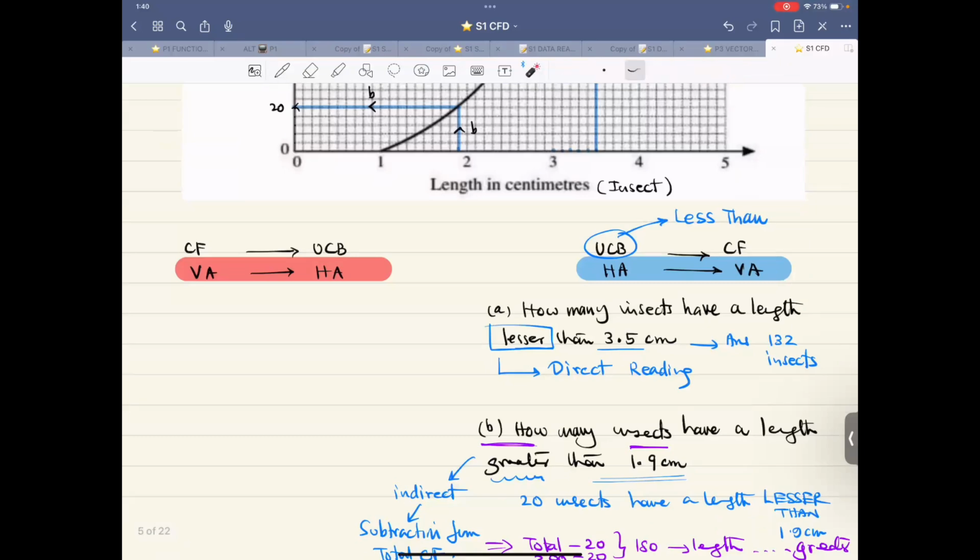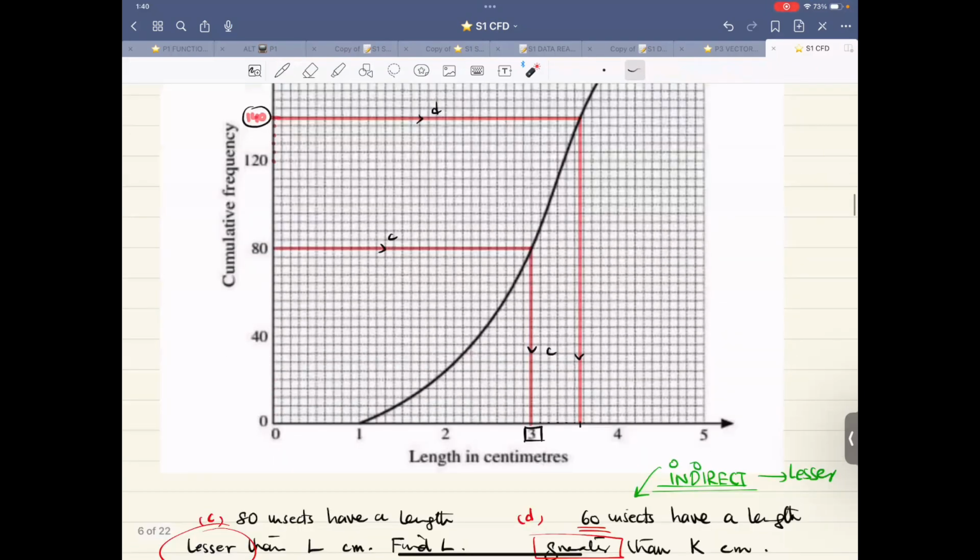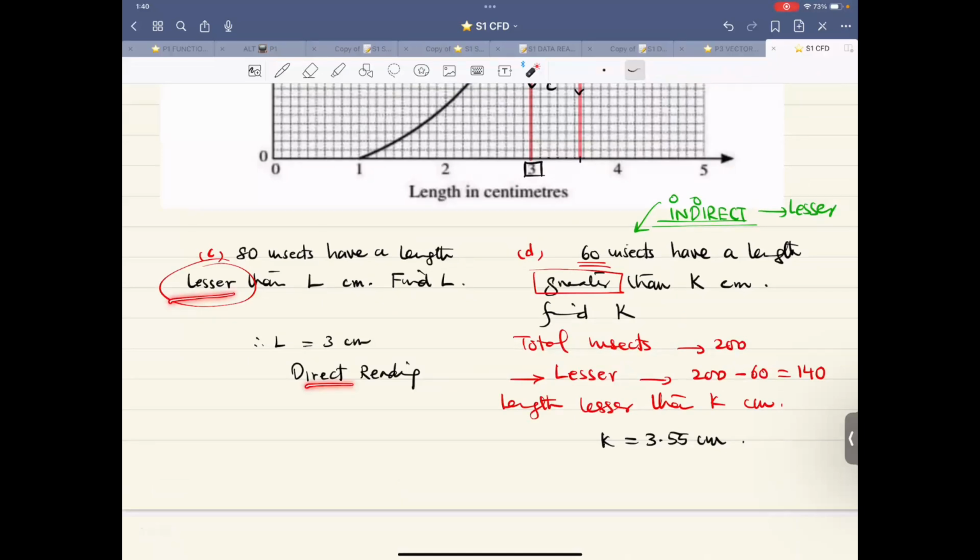So just have a good recap of it. There were questions in which we worked from the horizontal axis to the vertical axis, and there were questions in which we worked from the vertical axis to the horizontal axis. Lesser is direct reading. Indirect, you have to do subtraction from the total and then work it out.